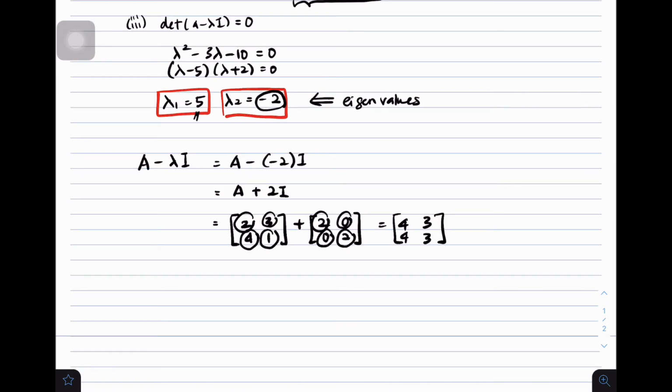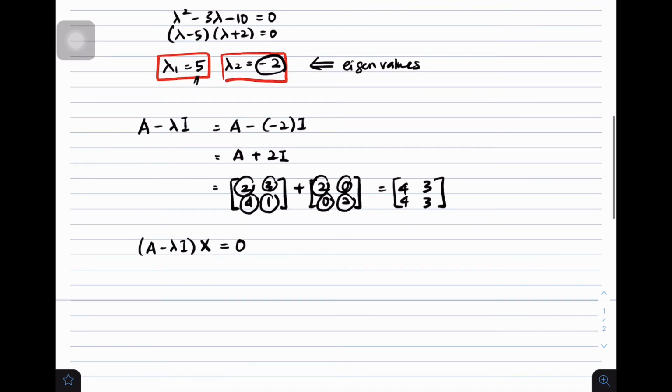Okay, so what is the eigenvector? You will have A minus lambda I times the eigenvector x equal to 0, where your A minus lambda I is this matrix. So you will have 4, 4, 3, 3 multiplied by x. You have 2 columns, therefore you have 2 x's. So let's put x1 and x2, equal to 0, 0.